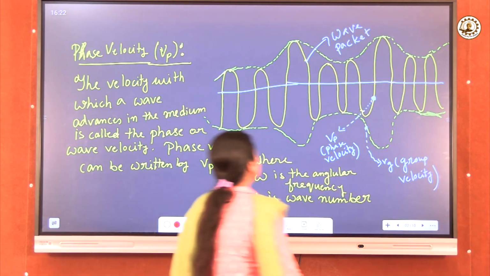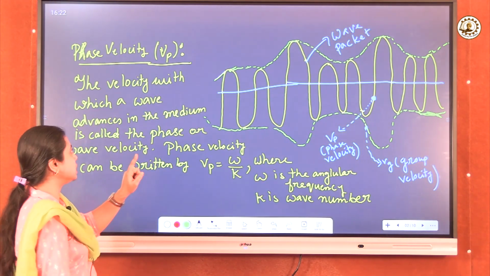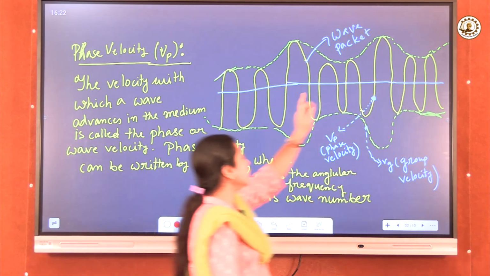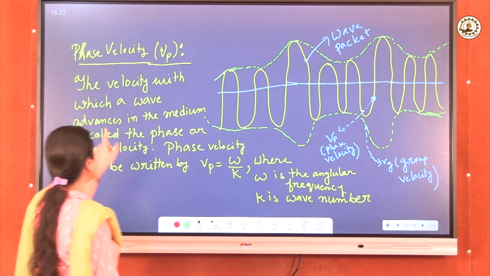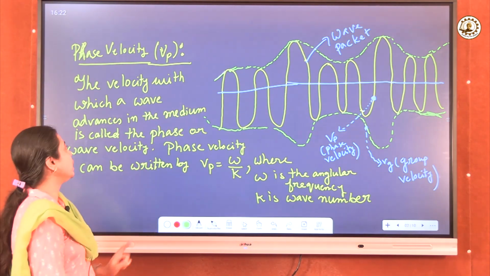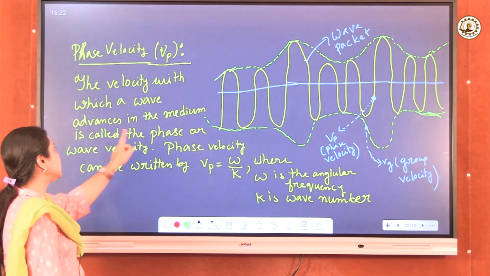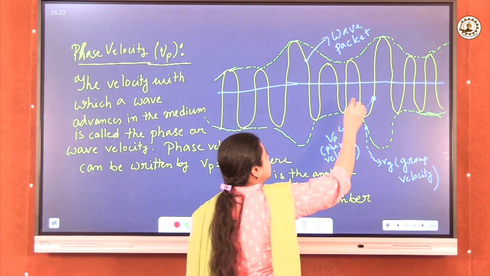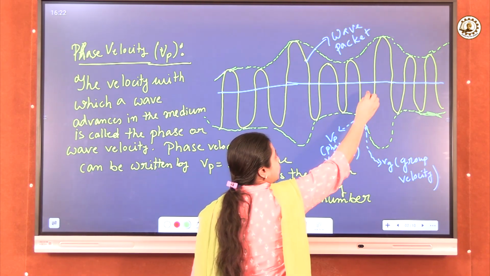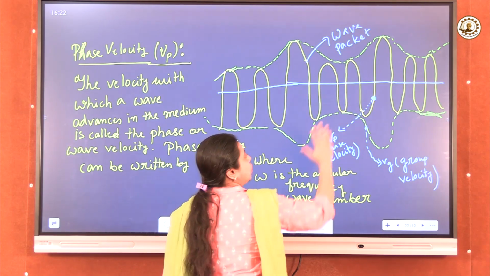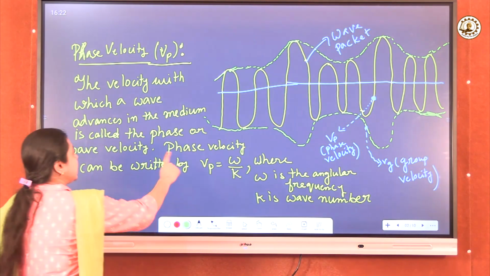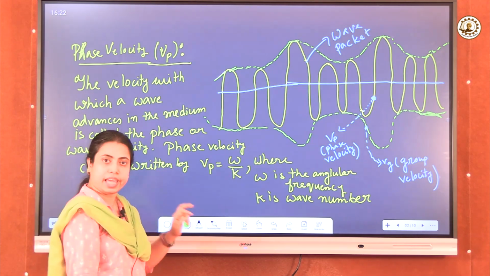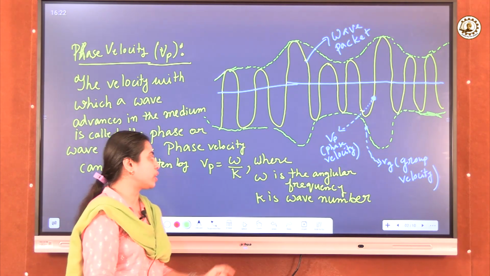So the definition of phase velocity is, if you are seeing a wave traveling in a medium, the phase velocity is the velocity with which a wave advances in the medium. Means if this wave is advancing in the medium, the velocity of this particular wave we can call the phase velocity of this wave.